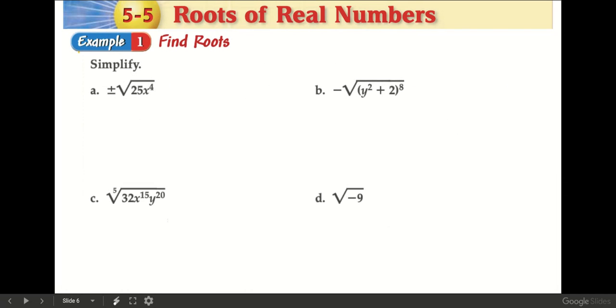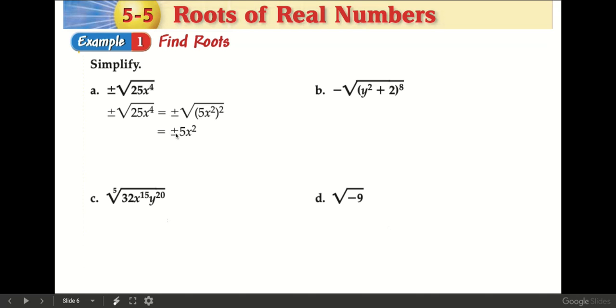Let's look at an example. So here it's asking you to find the roots. We're given 4 problems here, so let's take a look at the first one, A. It says plus or minus the square root of 25x to the 4th. Well, I know that that is really just 5x squared. Remember, these are opposite operations, the square root and squaring something. So that's just going to give me positive or negative 5x squared. Another way you can think about it is the square root of 25 is 5, and the square root of x to the 4th is x squared.